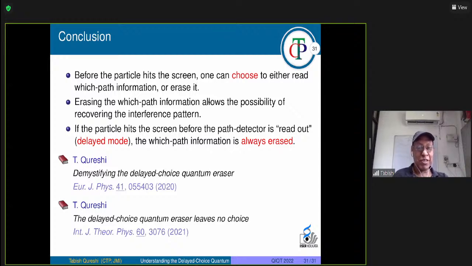Erasing the which path information allows the possibility of recovering the interference pattern. So this can be done before the particle hits the screen. If the particle hits the screen before the path detector is read out, what is called the delayed mode, then the path information is always erased. You don't have a choice.